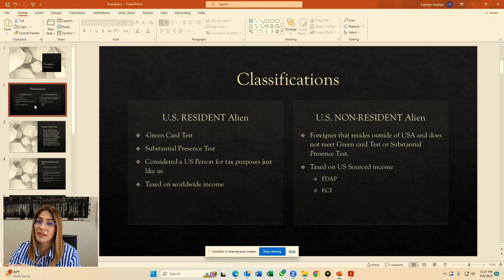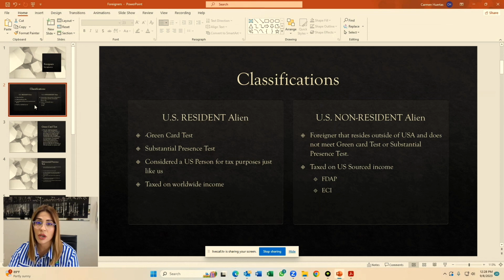So if you pass either one of these two tests, you are considered to be a U.S. person for tax purposes, just like U.S. citizens or the people that have a permanent status here in the U.S., okay? So if that is the case, even though you are not a citizen of the United States of America, you are considered a U.S. tax person and you are taxed on worldwide income. That's like a snippet of what a U.S. resident alien is, okay?